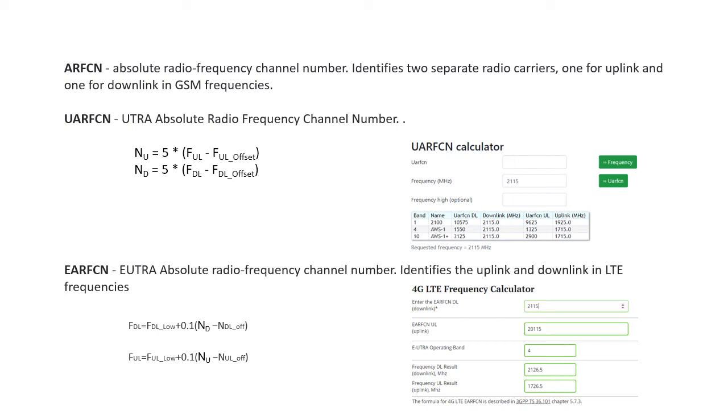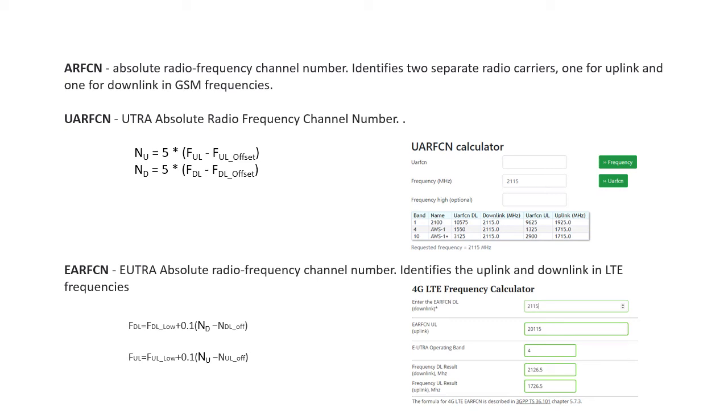For E-Ultra, we have a different formula. For example, the frequency given here is equal to the frequency of the downlink, the lower frequency in the range, plus 0.1 times the ARFCN, minus the ARFCN offset. Again, this number is given in the specification. Normally, we either apply the formula or we directly use a UARFCN or EARFCN calculator.